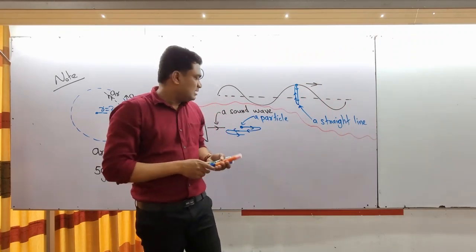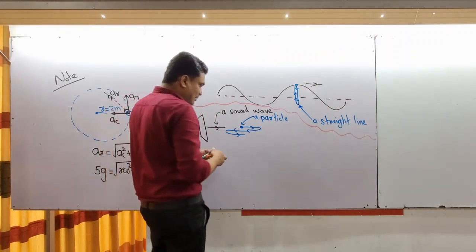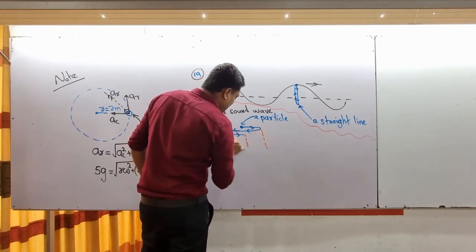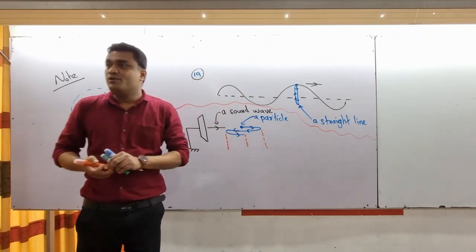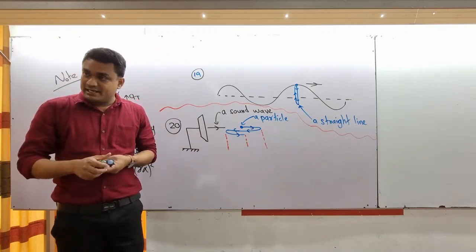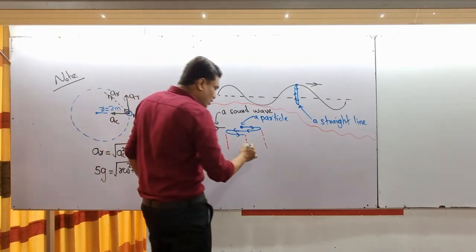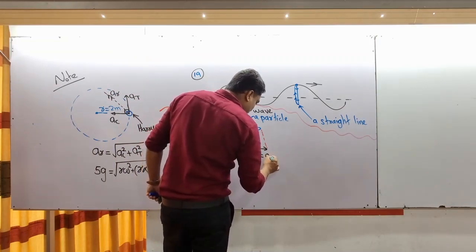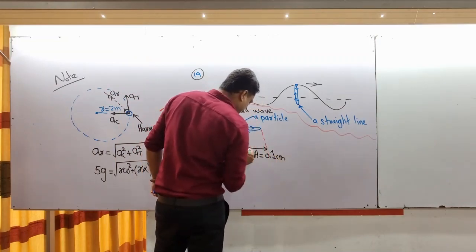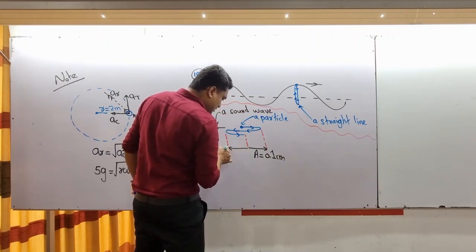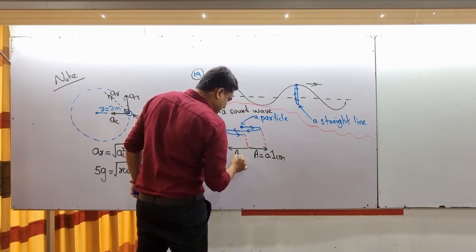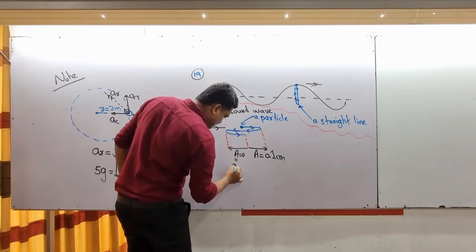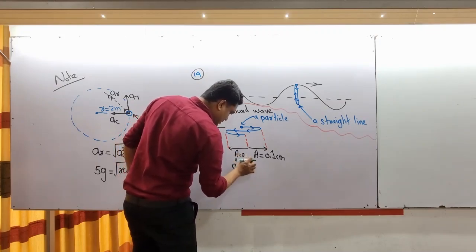Okay, dear? So, what is the amplitude here? Look at the board. The amplitude of the particle is given as 0.1 centimeter. Leave a line and write: the amplitude of a vibrating particle is given as 0.1 centimeter.